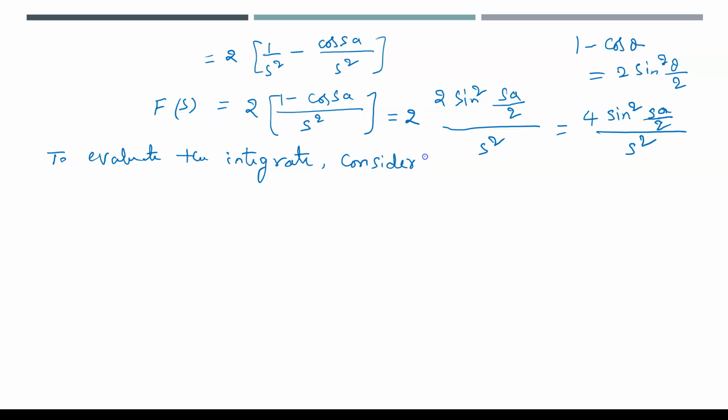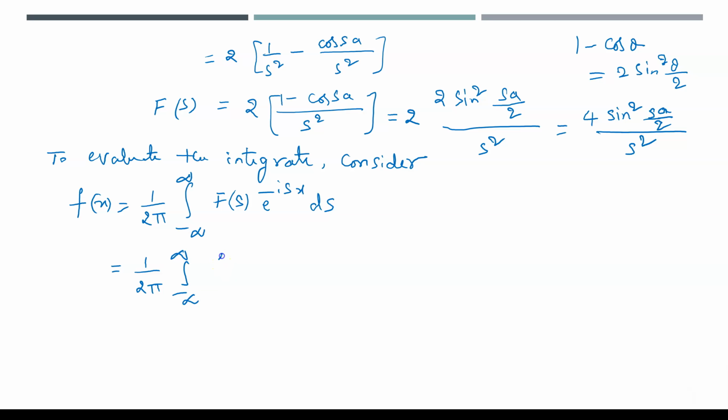Consider f(x) equal to 1 by 2 pi integral from minus infinity to infinity of F(s) e^(-isx) ds. That is 1 by 2 pi integral from minus infinity to infinity of 4 sin square(sa/2) upon s square into e^(-isx) ds. Now let us convert that exponential term into cos and sine.